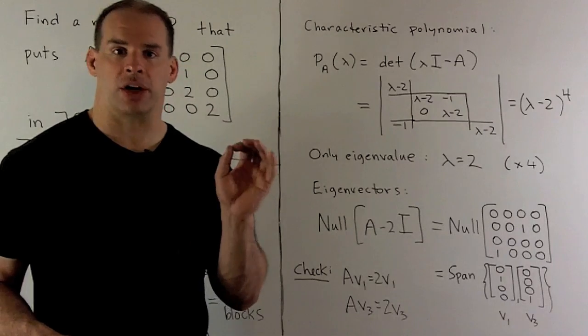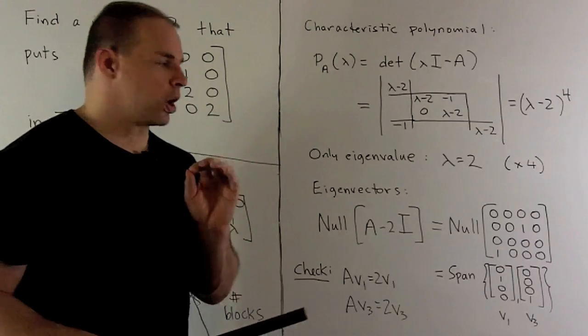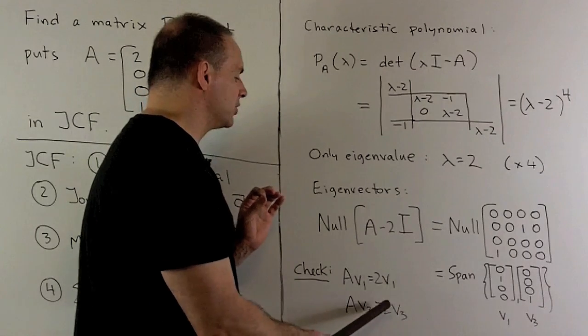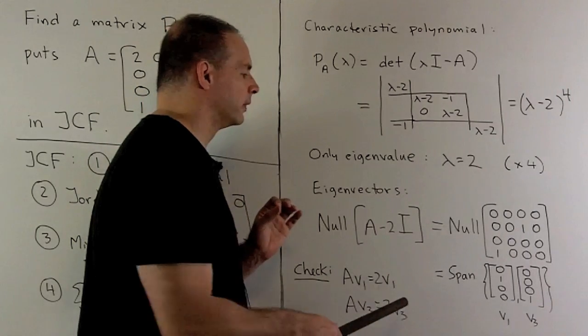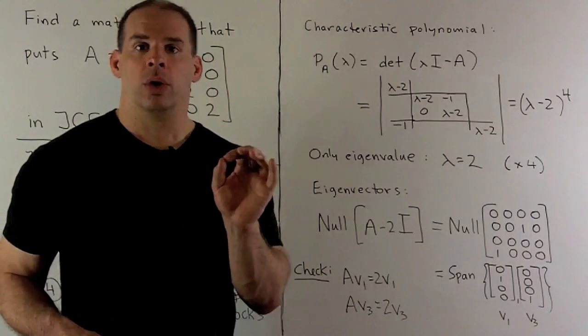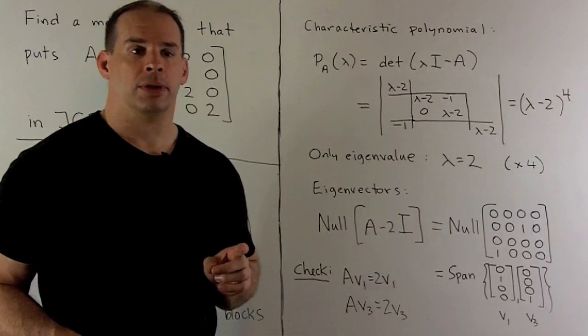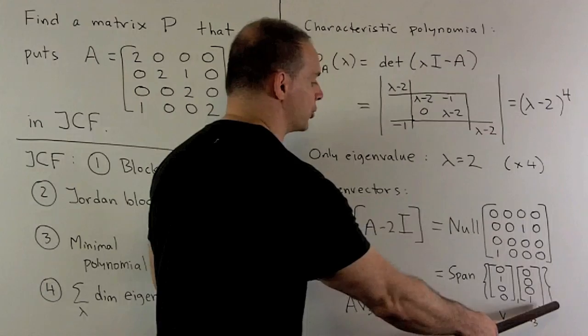Of course, we check our work. So it should work out that A times V1 is 2V1, and A times V3 is 2V3. With that, we note we're going to need 2 Jordan blocks for this Jordan canonical form. So there's no basis of eigenvectors here.